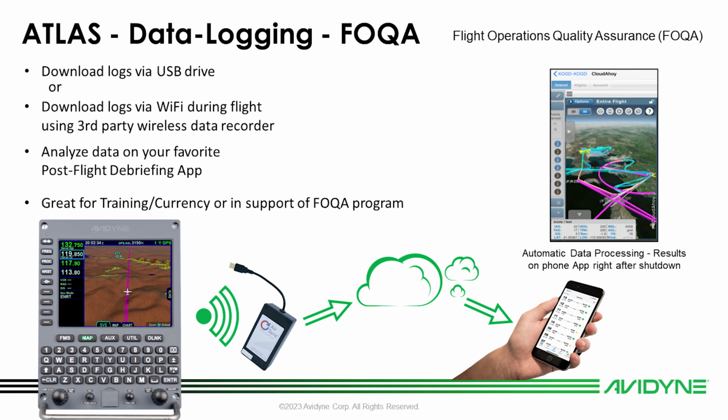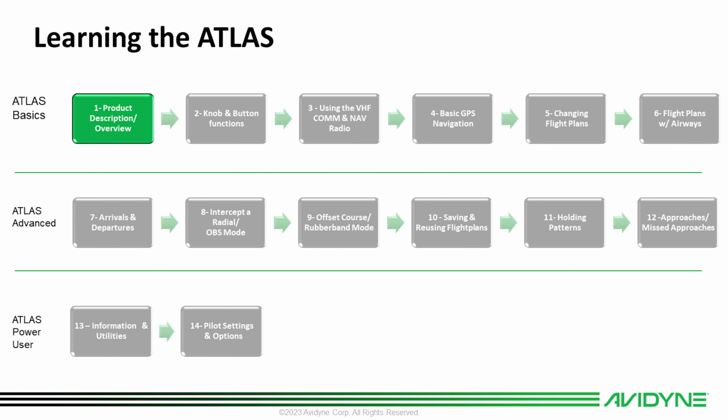Your Atlas is designed to support a Flight Operations Quality Assurance program. If you have one of those, Atlas has a built-in flight data recorder that'll record a lot of the parameters for you and send them out over Wi-Fi to a third-party capture device like the AirSync unit, which you can then transfer right to your phone, and 5 minutes after your flight you can do a full evaluation right on your phone. So that kind of sums up the product overview for Atlas.